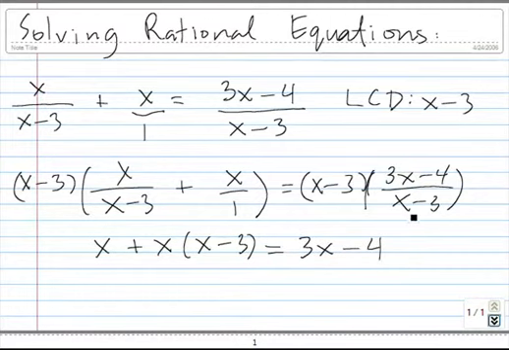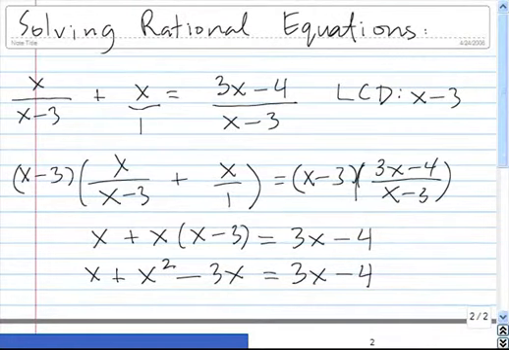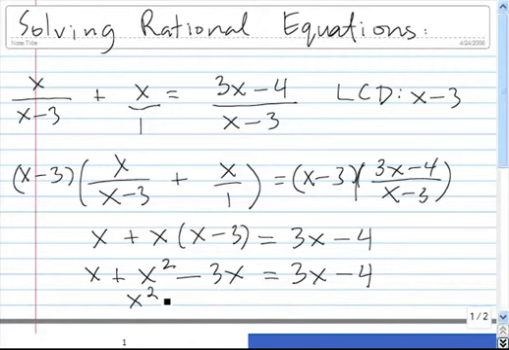The next thing that we want to do is distribute the x in this term right here. x times x is x squared. x times negative 3 is negative 3x. Now we want to collect like terms. x minus 3x is negative 2x. So we have x squared minus 2x equals 3x minus 4.